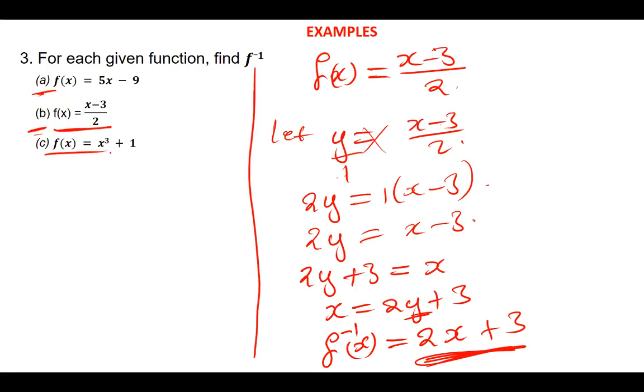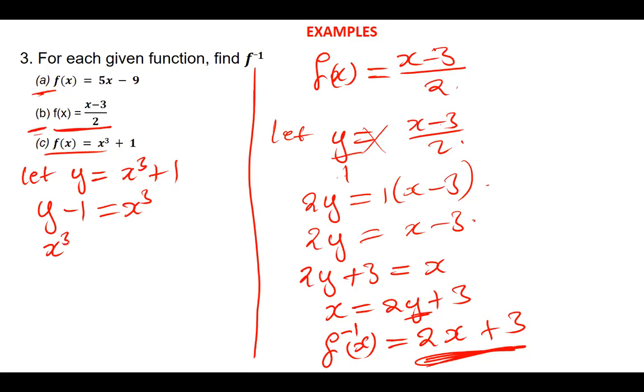So when you have this kind of function, that is part C. So part C, you also say let y be equal to x to the power 3 plus 1. You also do the same, make x the subject. We're going to take the 1 to the other side of the equal sign. So we have y minus 1 is equal to x to the power 3. To get rid of this power 3, we're going to introduce the cube root on both sides.